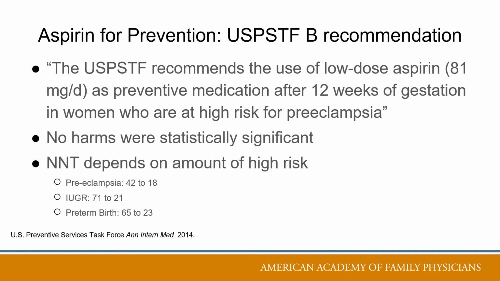The USPSTF recommends the use of aspirin, 81 milligrams, low dose, as preventative medication after 12 weeks of gestation in women who are at high risk for preeclampsia. The studies have shown that the number needed to treat depends upon the amount of high risk. So, for example, the benefit is greatest in certain populations, those with preeclampsia, IUGR, and preterm birth. As far as how long to take the medication, no studies have really been used before 12 weeks, but the NICE recommendations are until delivery.